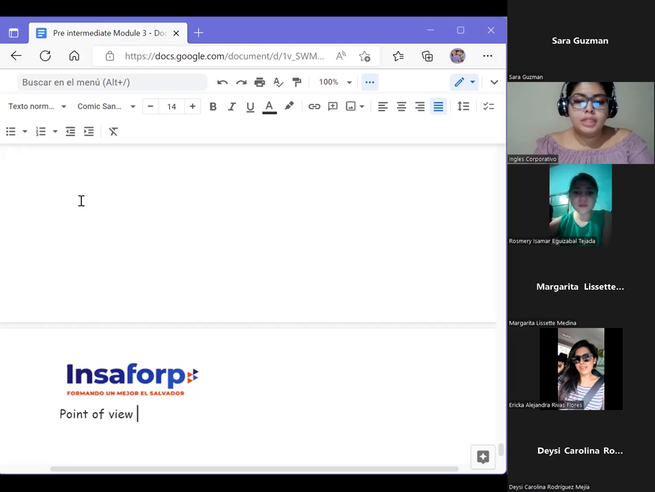So in this case, it says that point of view is the window or camera lens through which the reader is exposed to the story.